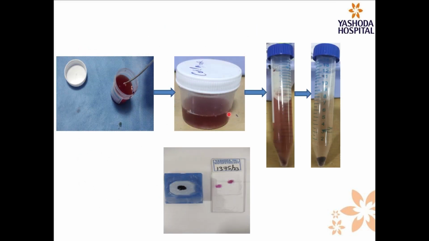This is the photograph depicting the sample for cell block preparation. This is how we transfer in a test tube. After centrifugation, you can see there is a clear supernatant and a blood clot has been prepared. And this is how, finally, the tissue that comes on my table looks like.